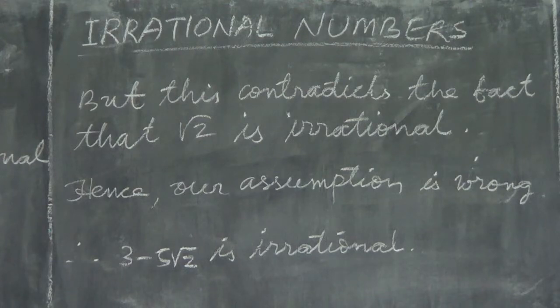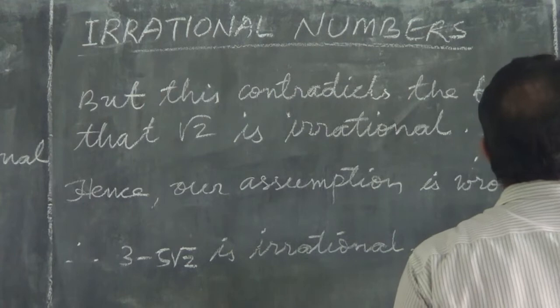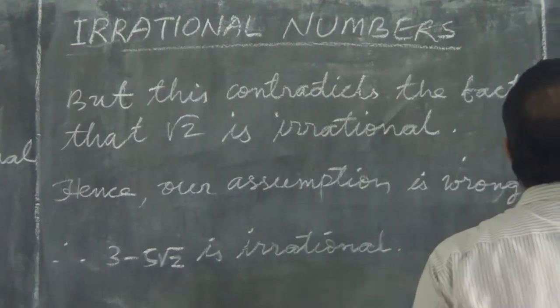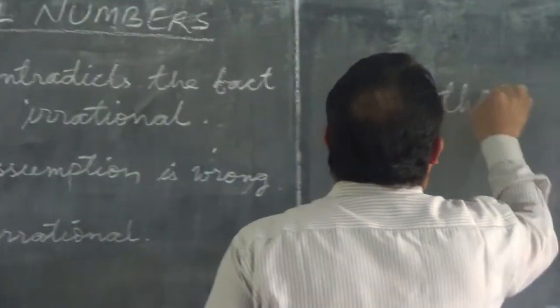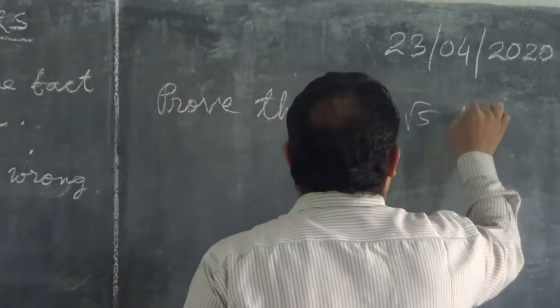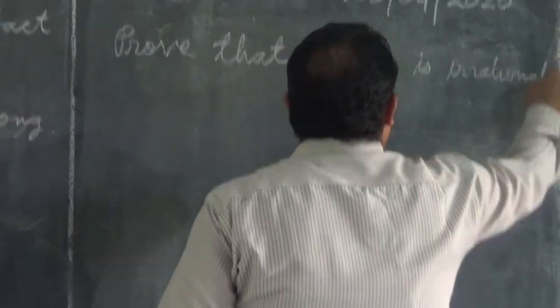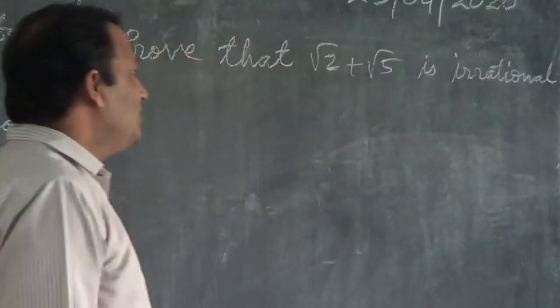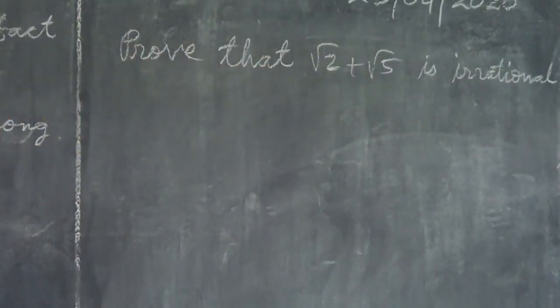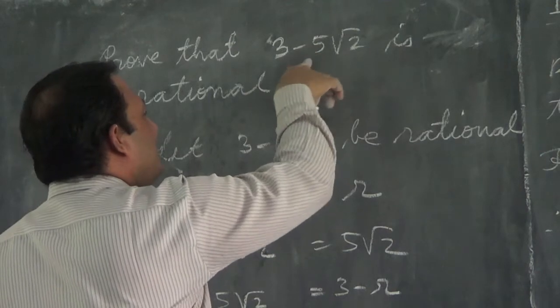Next we will prove that root 2 is irrational. Prove that root 2 plus root 5 is irrational. Here you see, children, we had this 3 rational and 5 root 2 irrational.